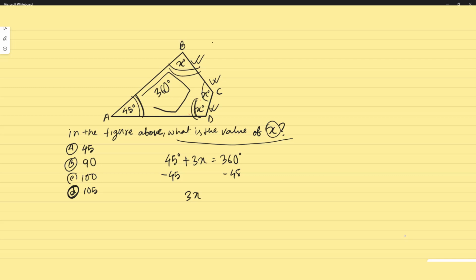So we get 3x equals 315. Now divide both sides by 3. So we get x is equal to 105. So this is the right answer.